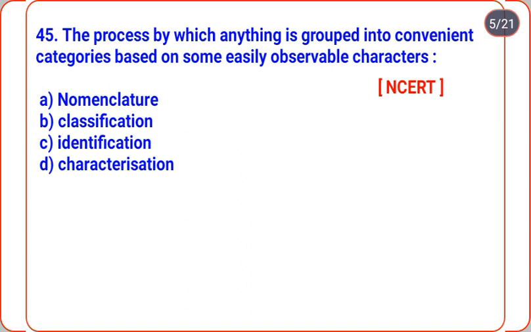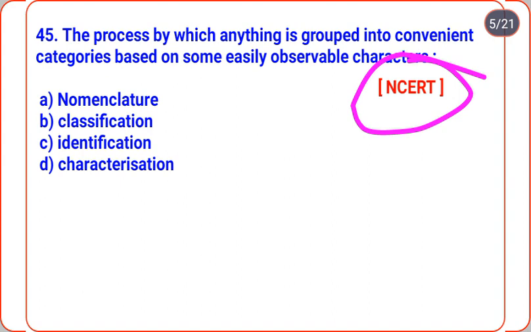Question number 45. The process by which anything is grouped into convenient categories based on some easily observable characteristics. It is quite a complex question and from the NCERT book. Option A nomenclature, option B classification, option C identification, option D characterization.